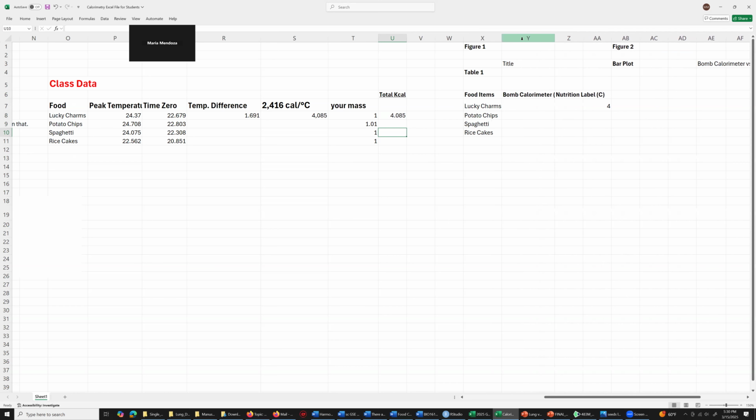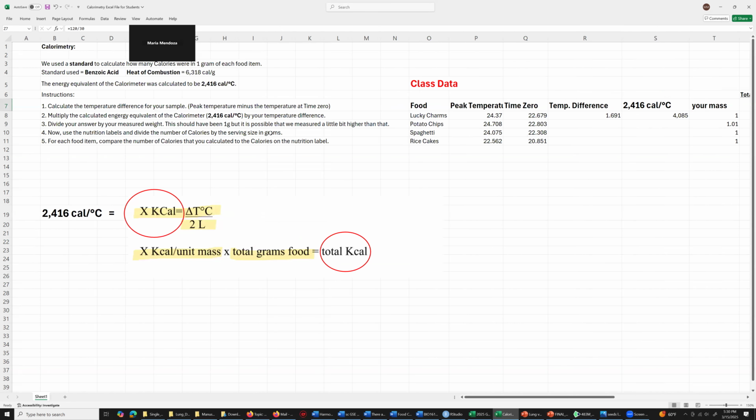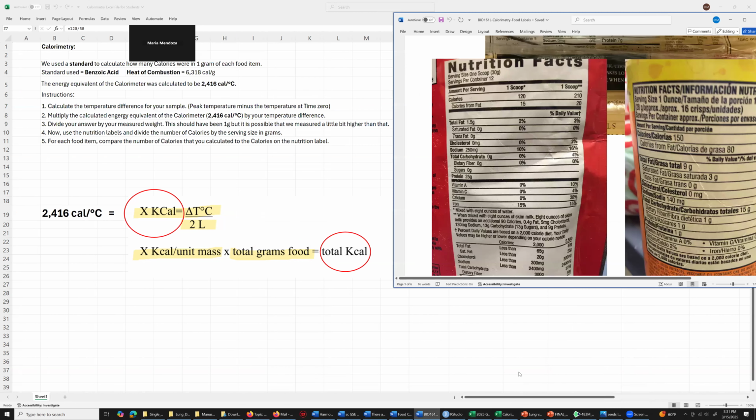So your first column is your food item, already filled out for you. Your second column is going to be the bomb calorimeter, and your third column is going to be the nutrition label calories. So according to the nutrition label, it was 4 because we went ahead and divided the calories by the serving size in grams, according to the label. Let me see if I could pull it up again. Okay, right here. So basically, the calories was 120, and we divided that by 30 grams because one serving size weighs 30 grams.